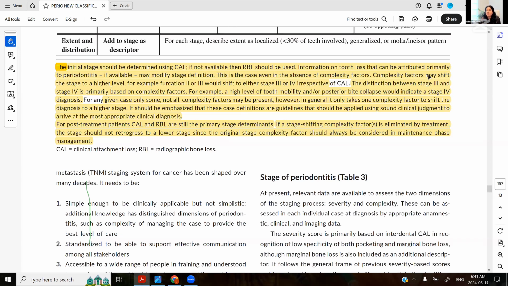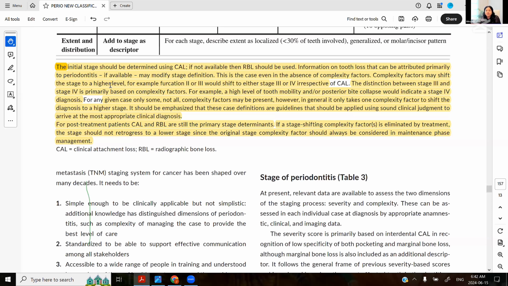So complexity factors may shift the stage to a higher level, with furcation involvement 2 and 3, and then immediately you go to stage 3 or 4 depending upon other findings of drift and mastication and the number of teeth loss. Even at lower attachment loss, you can have the shift in stage defining factors, moving the stage from 1 to 2 to maybe 3 or 4.